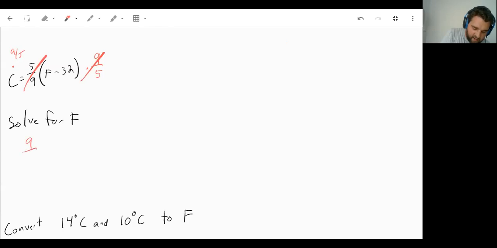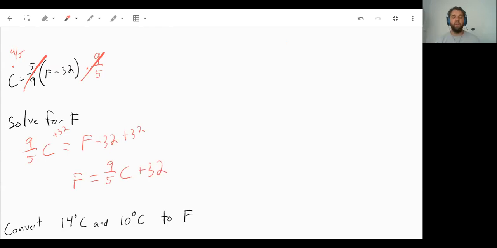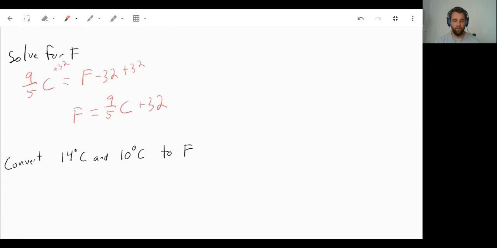So we'll now have 9/5 c equals f minus 32. We can now add 32 to both sides. And that will get us f by itself equals 9/5 c plus 32. Clearly, whoever invented the Fahrenheit and Celsius temperature systems were not communicating with each other, because this is kind of gross for converting back and forth.